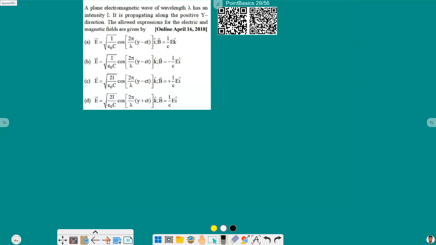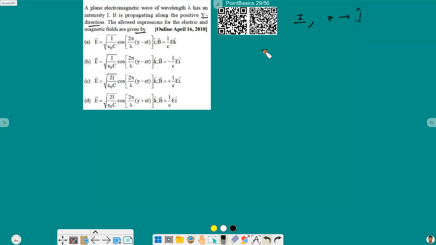Let us move ahead. A plane electromagnetic wave of wavelength lambda has an intensity I. It is propagating along the positive y direction. The allowed expressions for electric and magnetic field are given by. So here it is mentioned that intensity is I and the wave is propagating along positive y direction, or J.